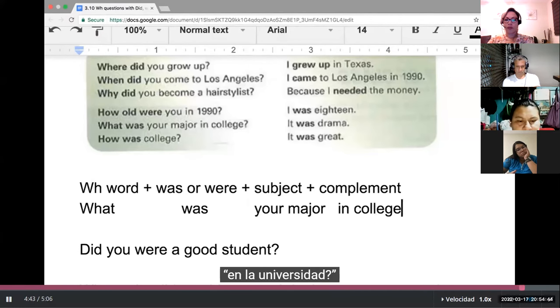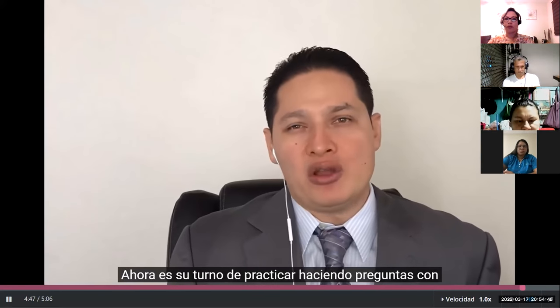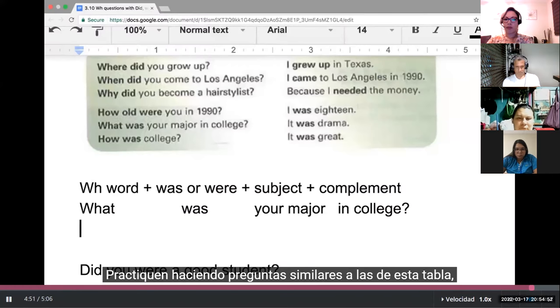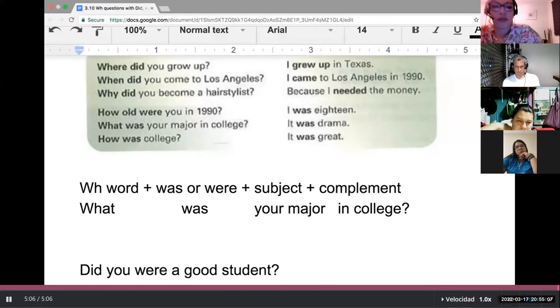In college. Now it's your turn to practice making WH questions with did, was, and were. Practice making similar questions such as the ones on this chart, but now focus on asking them about yourself or your family. After you finish this activity, share your work in our discussion forums.